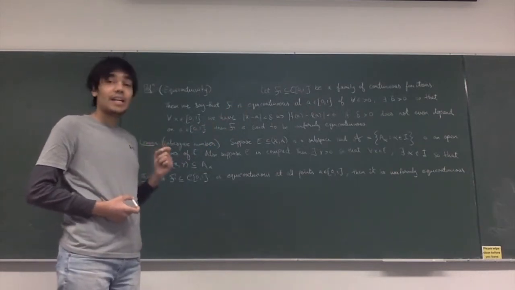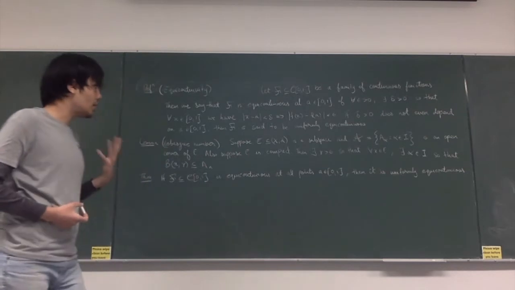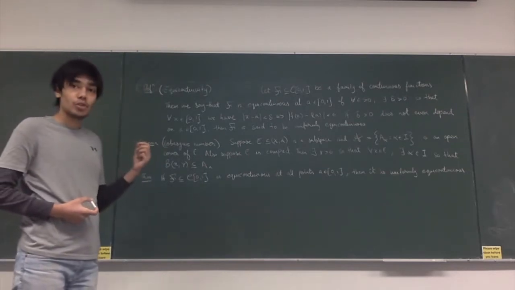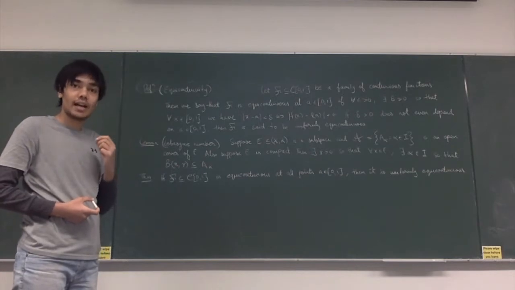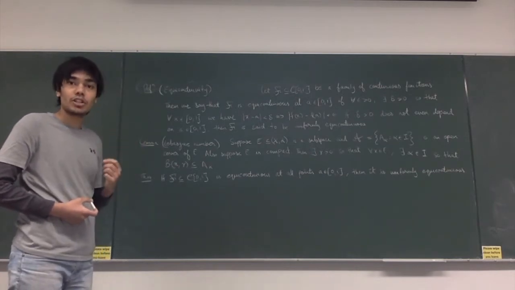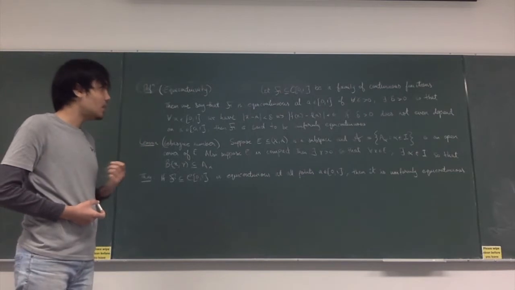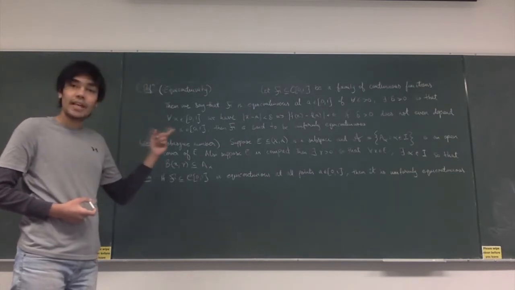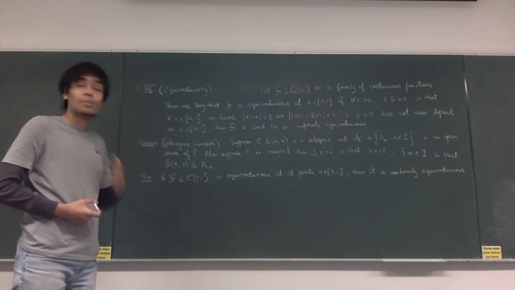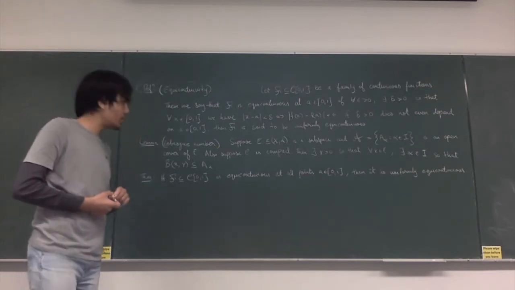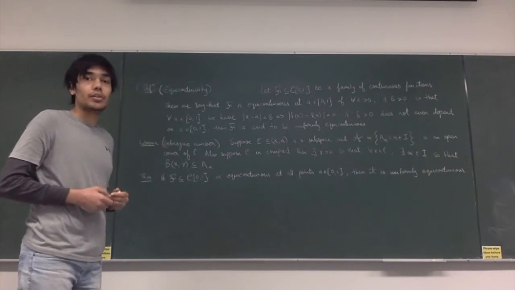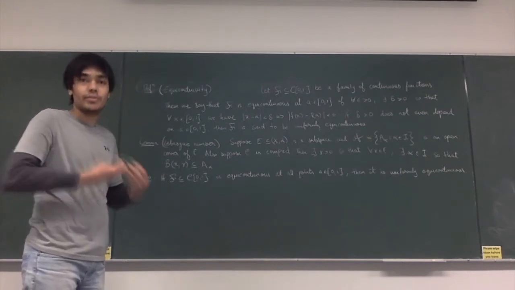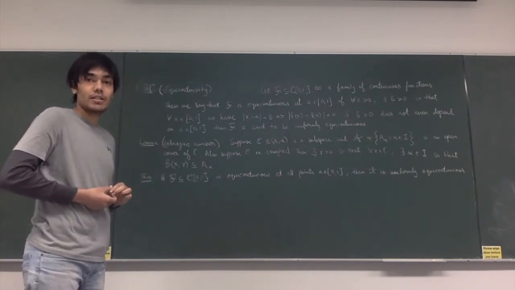Now, if delta doesn't depend on the point a that we've chosen, and we can find a single delta that works at every single point a in our interval [0,1], and for every single function f in our family, then we say that the family F is said to be uniformly equicontinuous. So that's the first definition of equicontinuity. It's important that you understand this definition before we proceed, because this is what everything is based upon.